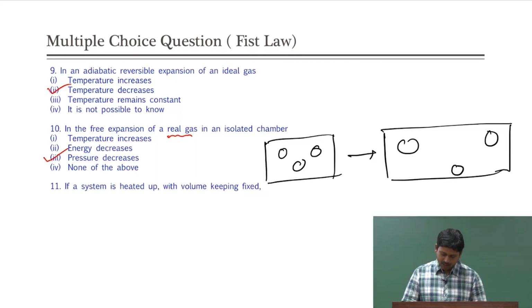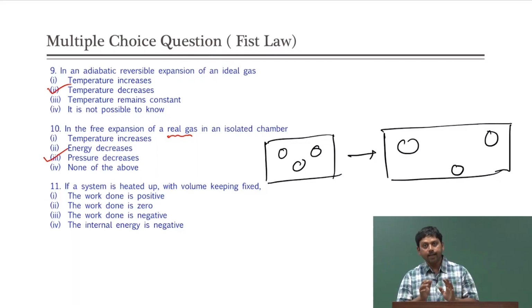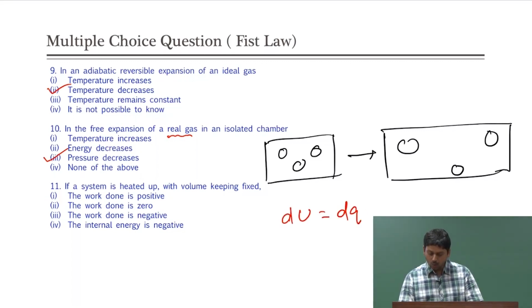Question number 11. If a system is heated up with volume being fixed, what are the things that are going on? The work done is positive, the work done is 0, the work done is negative, and internal energy is negative. Now, if a system is heated up with volume kept fixed, that is the idea. So, you are putting heat into the system and you are not allowing the volume to change, which means your work done is 0, because there is no volume change, we already discussed that work done will be 0, which means your dU is nothing but dq.